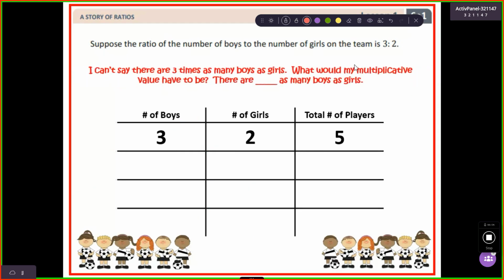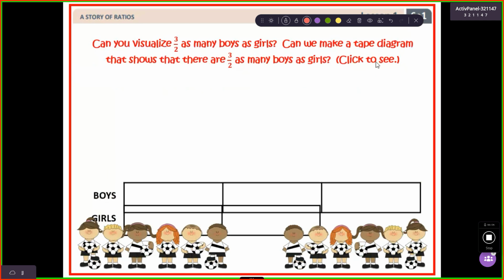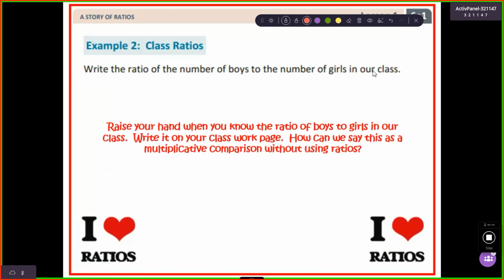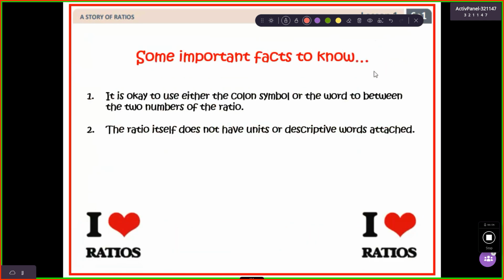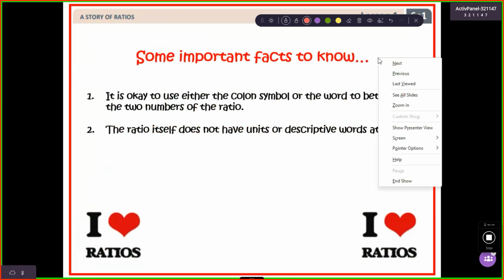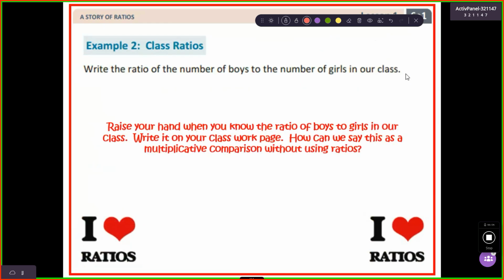Okay, so we are going to be moving quickly now. That was just another way to visualize it. Write the ratio of the number of boys to the number of girls in our class. Do y'all see where on your paper it says class ratios? We're still right below it on example 2. Okay? So here we go.